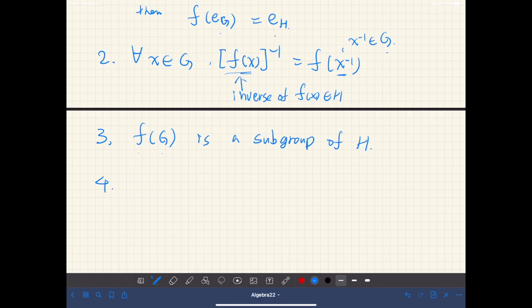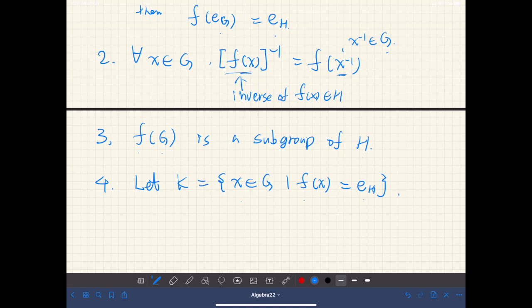And 4, let us define a subset K, which is the elements of G such that they are mapped to the identity element of H. So all the elements of G that are mapped to the identity element of H. Since this homomorphism F may not be injective, potentially many elements of G may be mapped to the same identity element in H. So in that case, the number of elements in K may be greater than 1.